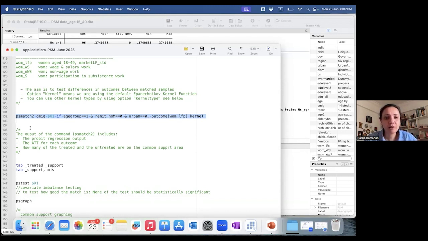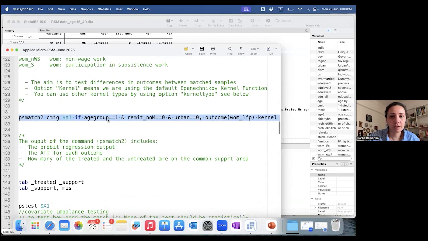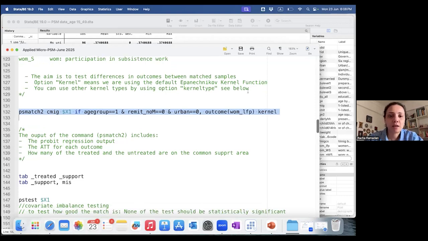We will focus on women of the age I mentioned, those who have migrants, and we will focus on women living in rural areas. Of course, you can choose not to specify this and work on the whole sample. But here, I wanted to show you that psmatch2 can be combined with an if condition if you want to work on a specific sample. I'm trying to make it larger to see. Okay, the command psmatch2 is like this.